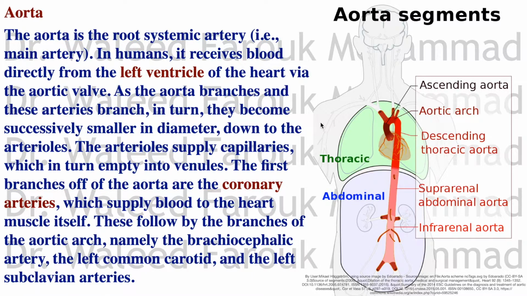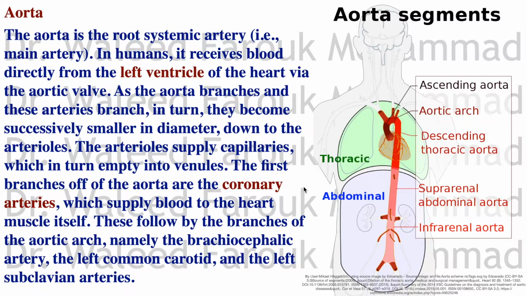The biggest artery in the body is the aorta. It's the first artery after the heart. It arises from the left ventricle of the heart via the aortic valve. As it branches, the arteries in turn branch. They become successively smaller until they reach the arteriolar level and the capillaries level, which in turn empty their blood into the venules after the exchange, of course.